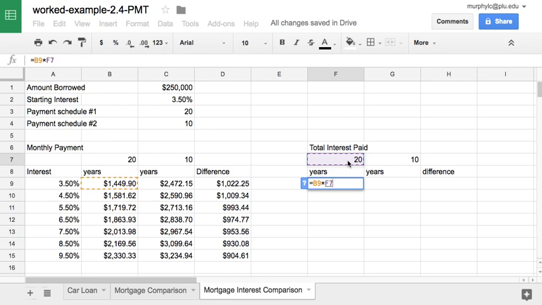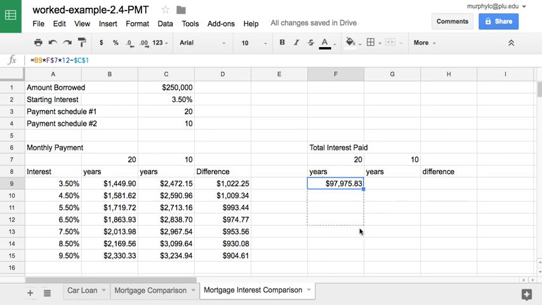So again, I want this to be flexible, and I'm going to use the mixed addressing so that I'm referring back to that row so that I can copy this over. All right, times 12, because we make 12 payments a year. So I'm calculating the total amount that we pay over the life of the loan minus the amount that we borrowed. And again, absolute addressing here. So that tells me I'm taking the total payments minus the amount borrowed, and that tells me how much interest I paid over the life of the loan.